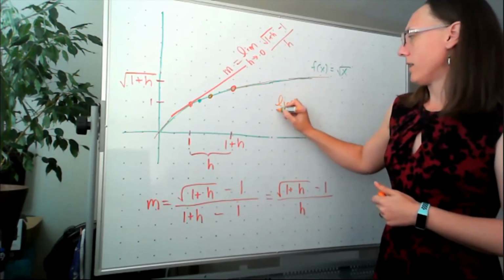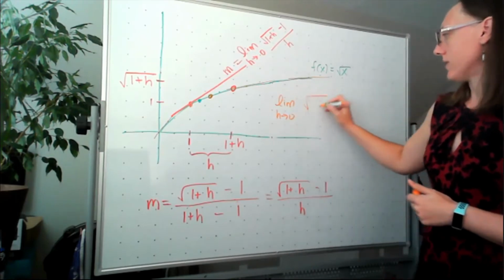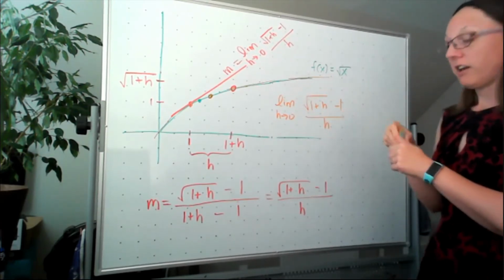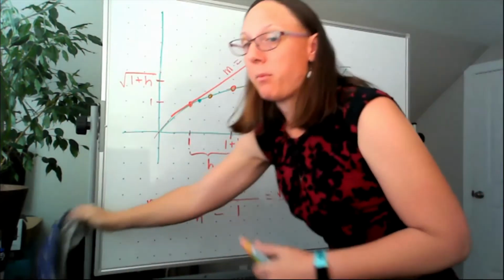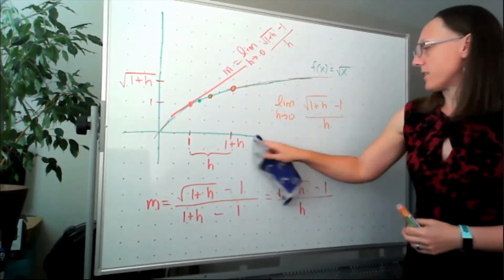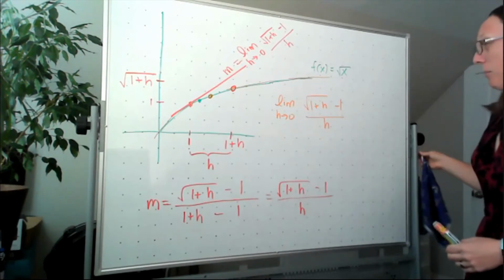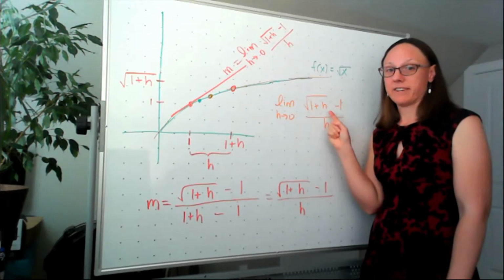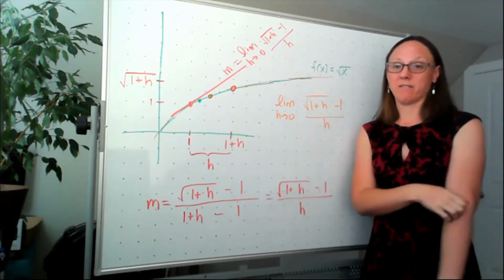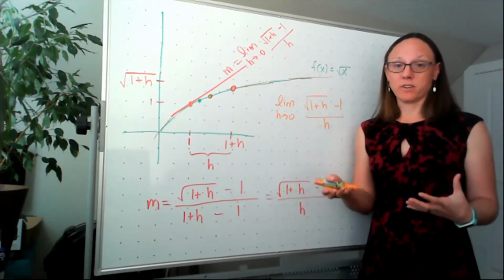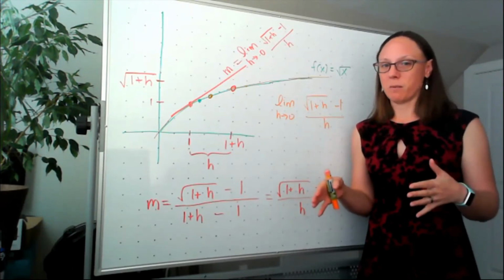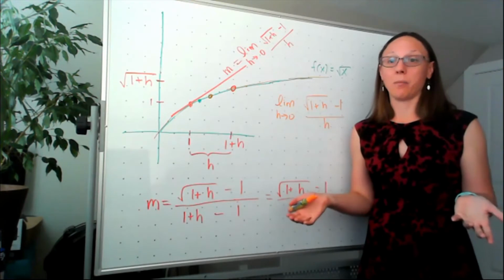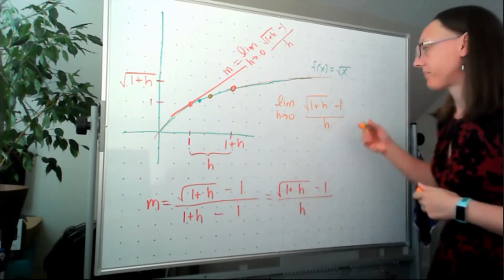I'm looking for the limit as h approaches 0 of the square root of 1 plus h, minus 1, all over h. First thing we try with any limit problem is to plug the number in. But if I plug in 0 for h, then in the numerator I have 0, and in the denominator I also have 0. So 0 over 0 is telling me to go do some algebra. What kind of algebra? I've got square roots, so I'm going to want to multiply by the conjugate.